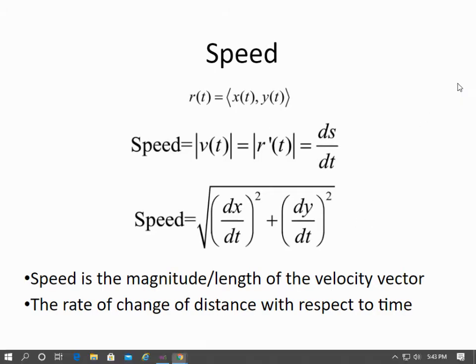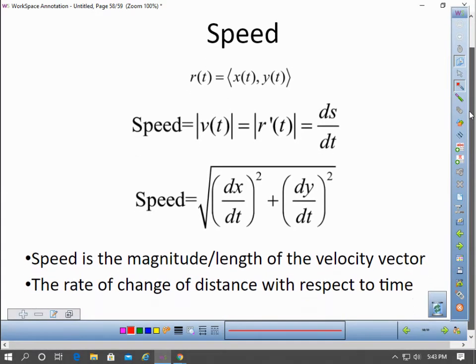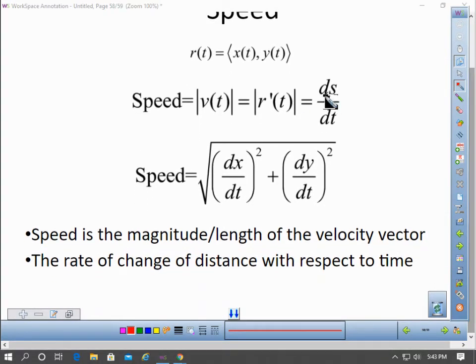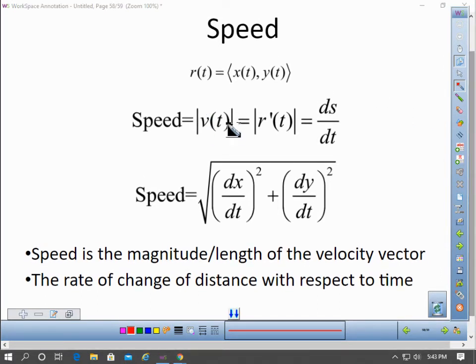So here's your new stuff, speed. Speed is the absolute value of velocity, okay? The absolute value of velocity. And we know velocity is r prime, and the absolute value of r prime, that's the magnitude of the velocity vector. So speed is the magnitude of the velocity vector.